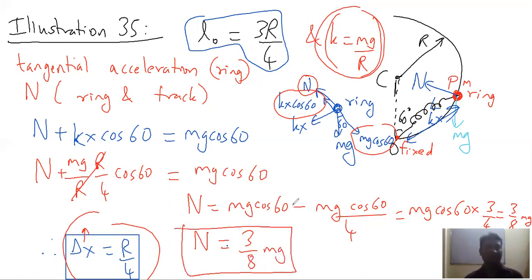Now, the normal reaction value is what we found. Now, let us calculate the value of acceleration. One part we already found, the normal reaction.